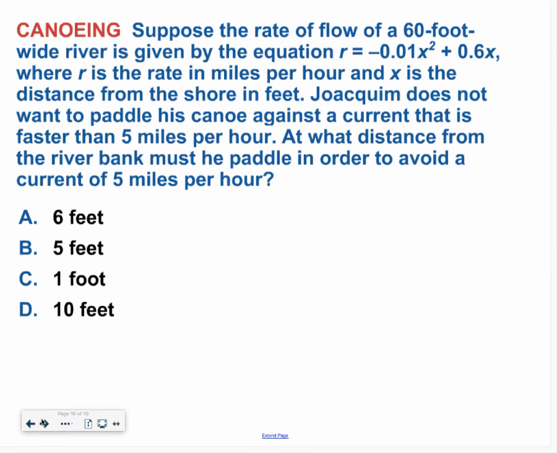All right, go ahead and solve this one on your own. Hopefully you ended up with 10 feet. If you have any questions, please be sure to reach out for some help.